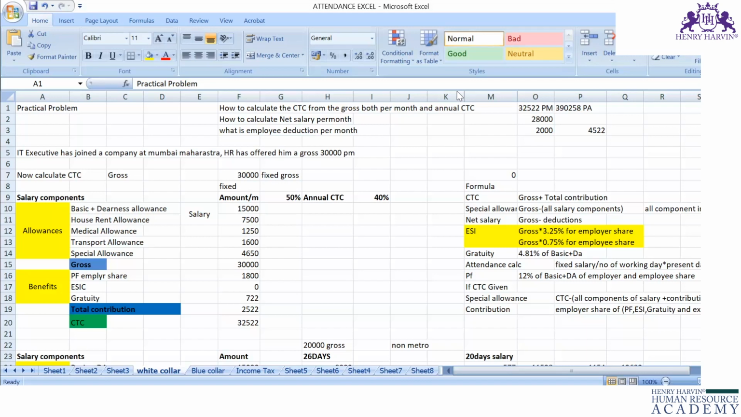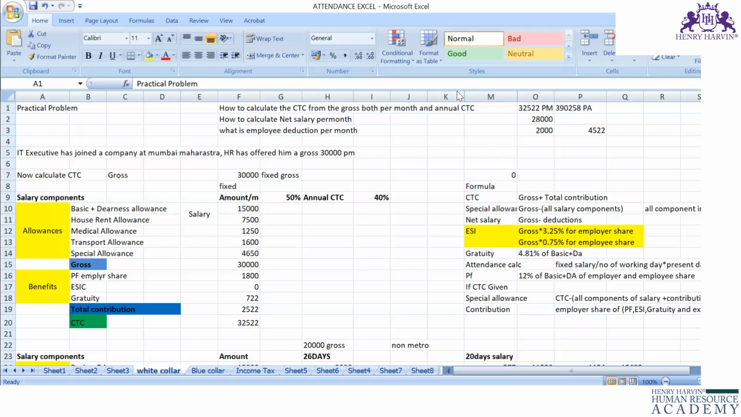The third concept is, if gross salary is given along with other benefits like car reimbursement, travel reimbursement, training and development, insurance. So these are all the other benefits. If gross salary is given along with the other benefits, how will you calculate the CTC? If CTC is given along with other benefits, how will you calculate the gross salary and net salary? So these are the 4 concepts in salary processing.